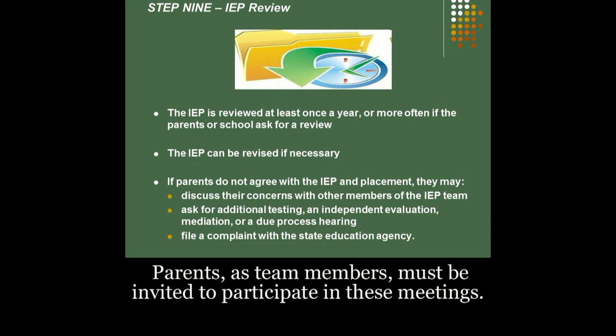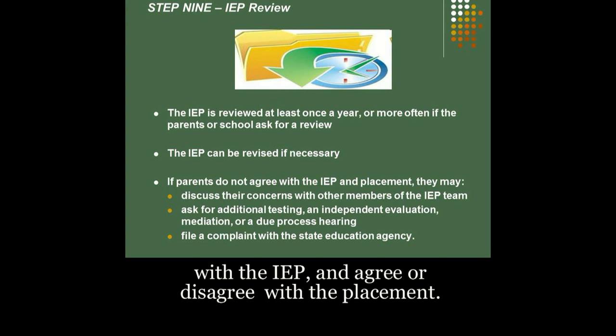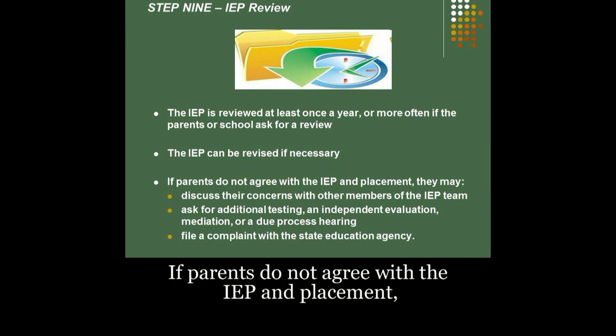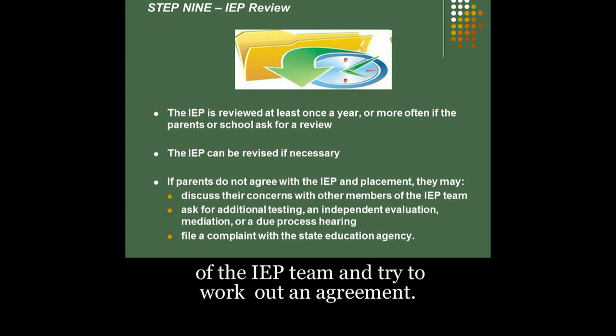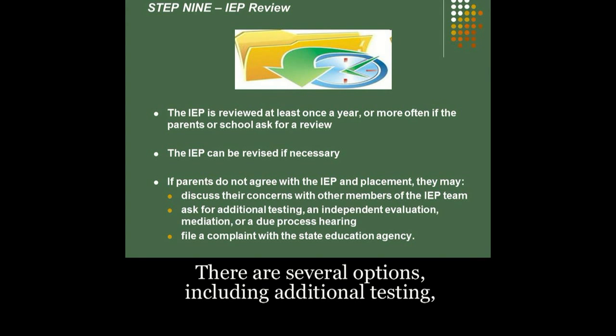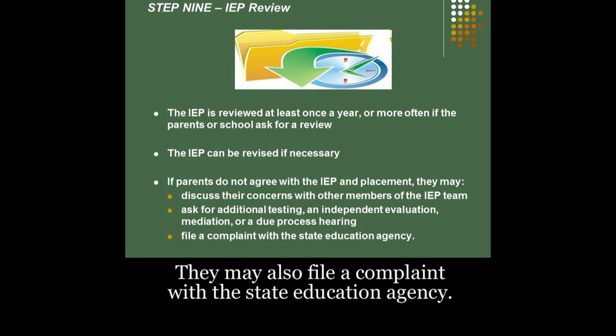Parents, as team members, must be invited to participate in these meetings. Parents can make suggestions for changes, can agree or disagree with the IEP, and agree or disagree with the placement. If parents do not agree with the IEP and placement, they may discuss their concerns with other members of the IEP team and try to work out an agreement. There are several options, including additional testing, an independent evaluation, or asking for mediation or a due process hearing. They may also file a complaint with the state education agency.